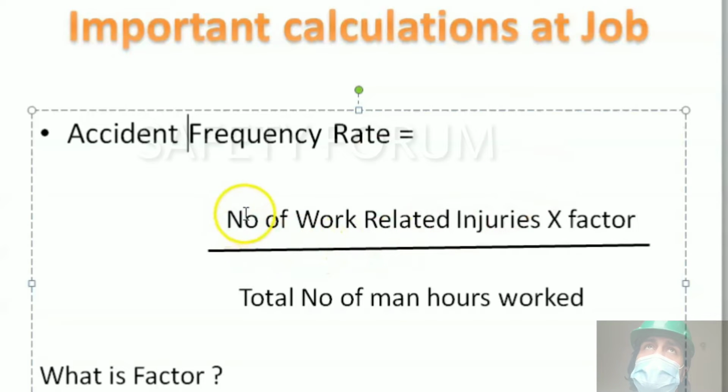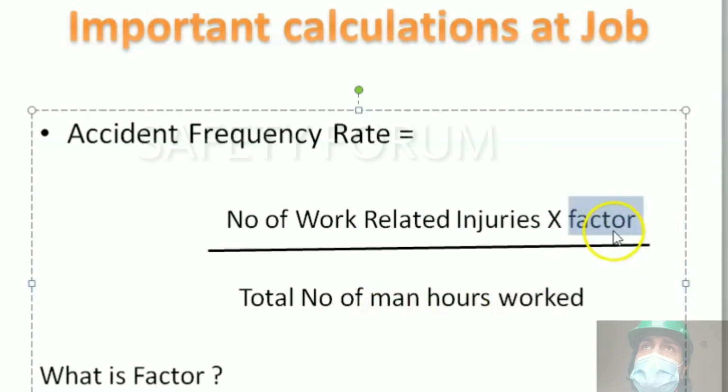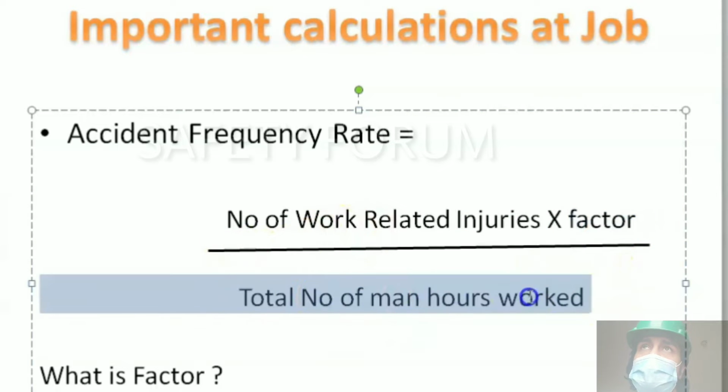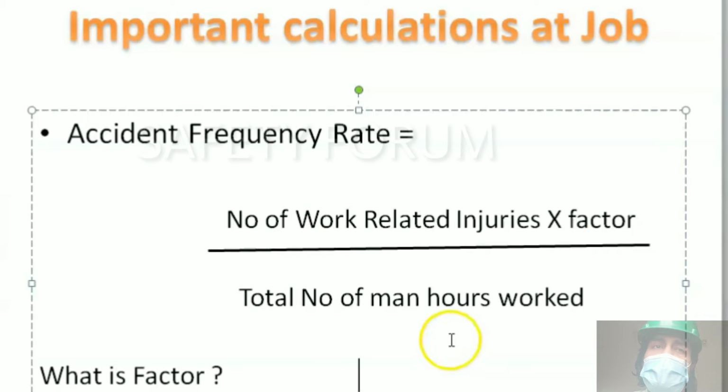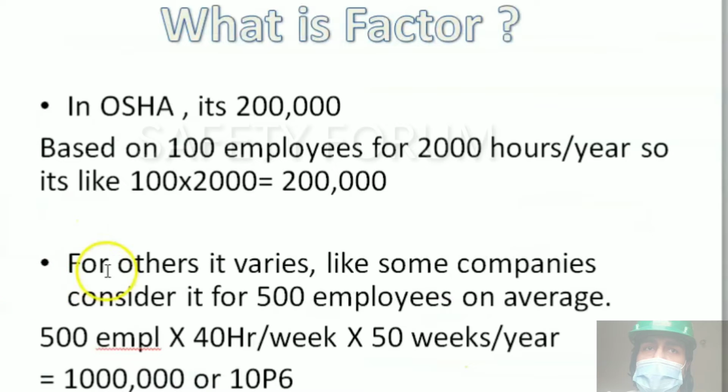So the formula will be the number of work-related injuries times a factor, divided by the total number of man hours which are worked. So what is this factor? This factor is very confusing, because most of the time I have seen many people ask about it. What is this factor? How is it put into this formula? This factor is actually a standard which is different for different professional bodies and different companies.